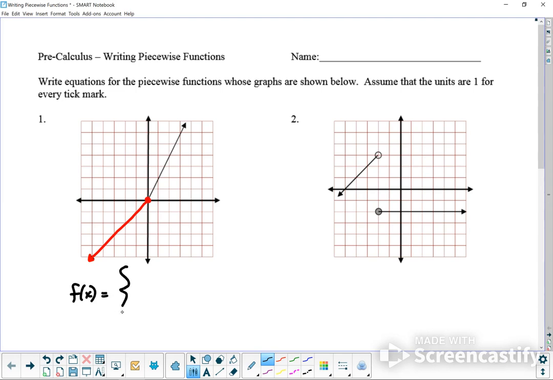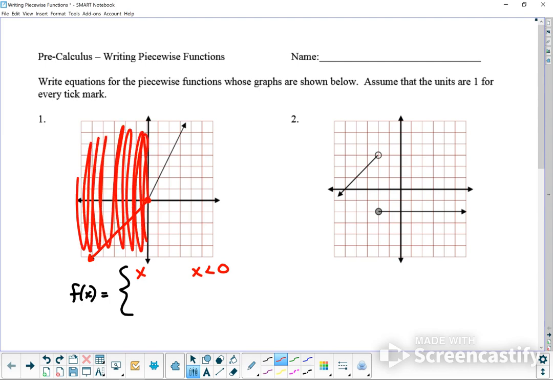equals, so I'm going to do my red one first. So this graph right here, this is just a regular x function because any place I pick, it's going to be up 1 and over 1. Okay, so it's regular x. And this is only good for values of x that are less than 0, because we want everything that's on this side of 0. So basically that's what we're graphing.